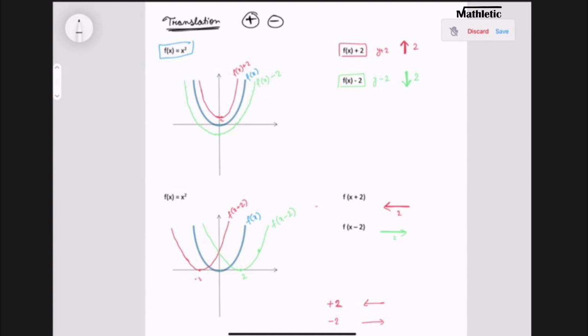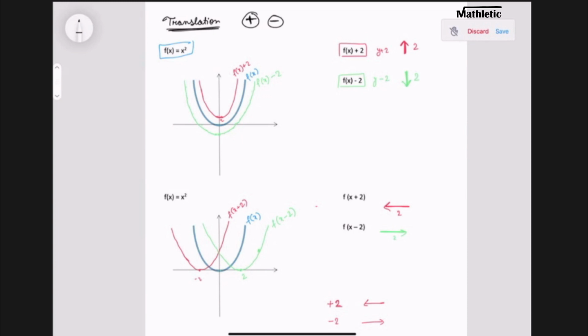There is another type of transformation, which is stretch. In that case, you multiply or divide something. So we will see that next. We are done with the translation part.